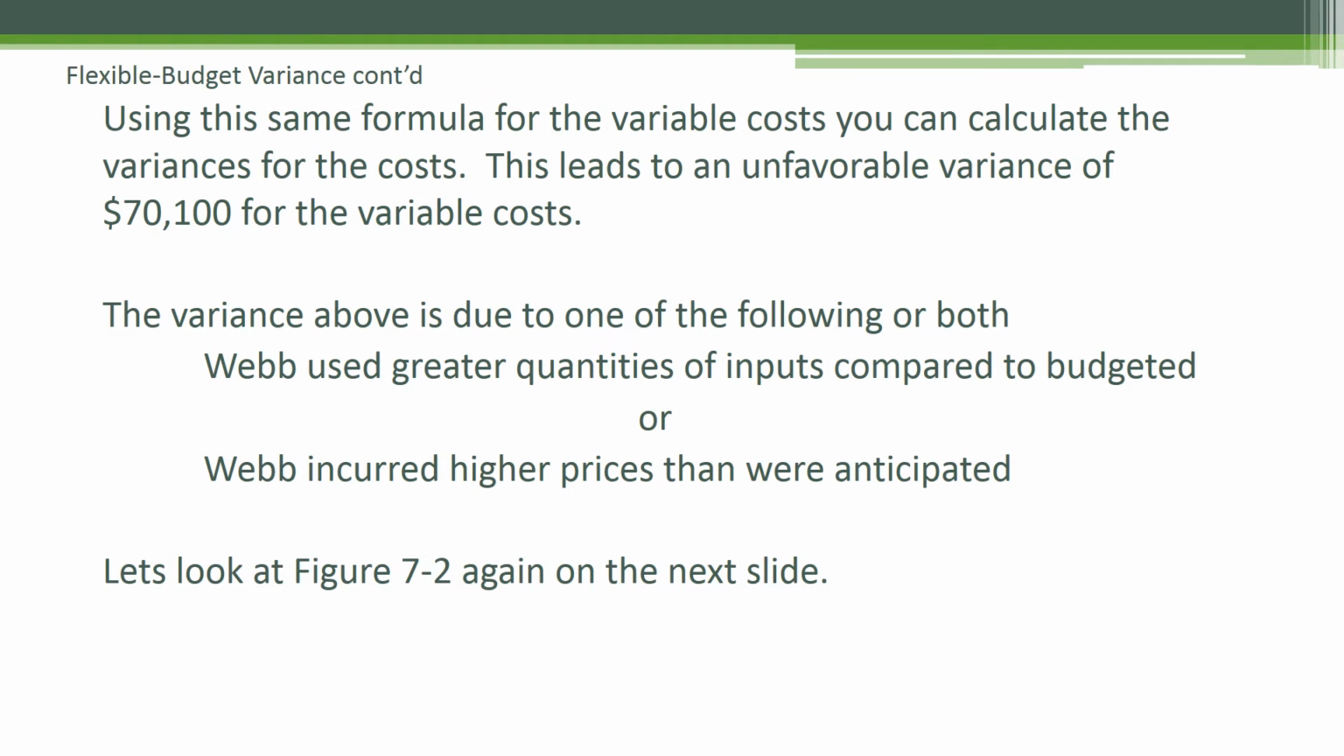We can use this same formula for the variable costs. This leads us to an unfavorable variance of $70,100 for the variable costs. The variance above is due to one of the following, or both. Webb either used greater quantities of inputs compared to budgeted, or Webb incurred higher prices than were anticipated. To get a little review of what we just covered with the flexible budget variance, let's look at 7-2 on the next slide.